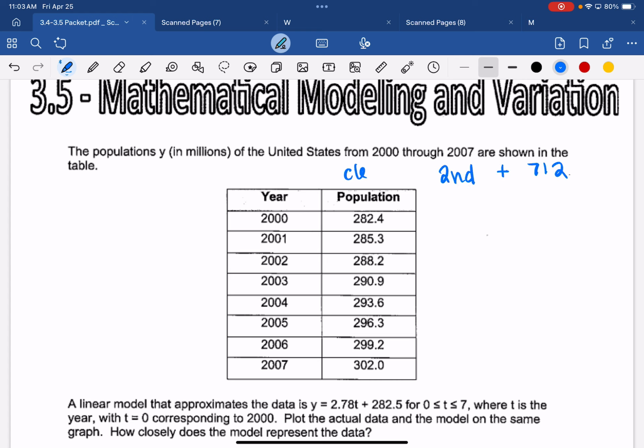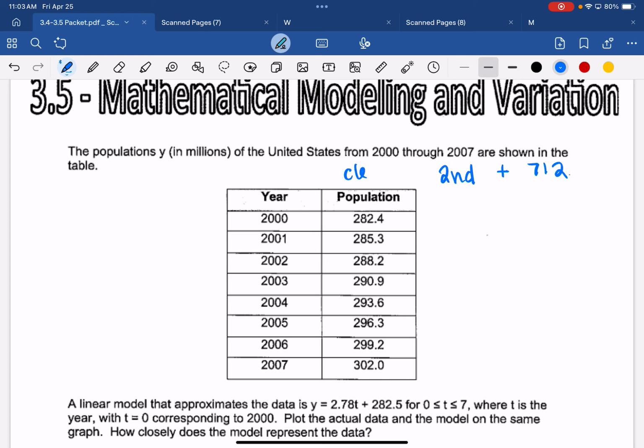Now, before you start typing away, look up here. I give you a specific set of instructions down in my directions. It says T equals 0 corresponds to 2000. So instead of typing the number 2000 in your table, you're actually going to type a 0. 2001 will be 1, 2, 3, 4, 5, 6, and 7. So that's what we put in our X column or our L1 column. And then we're going to type population into the other side.